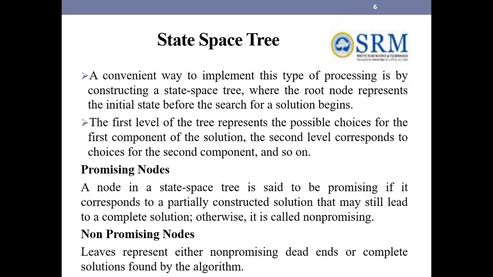So there are 3 types of nodes. The root node is the initial solution. An intermediate node is an intermediate solution. And the last level, the leaf nodes, are either a solution or a dead end.